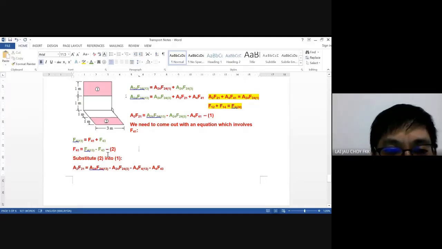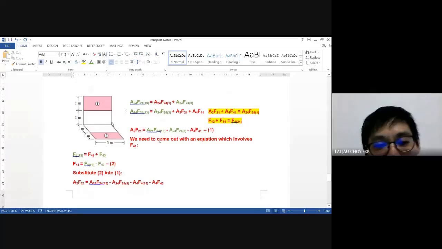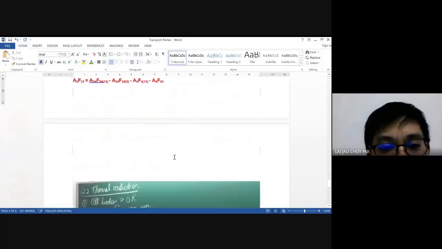Okay, so you substitute equation 2 into 1, then you can get this. Now F41 is solved already. A4 you know, so you can get A2 F21. Then from there you can solve F12. So that's the solution. I don't have all those values, so you need to solve it yourself. Okay, now I open for questions.